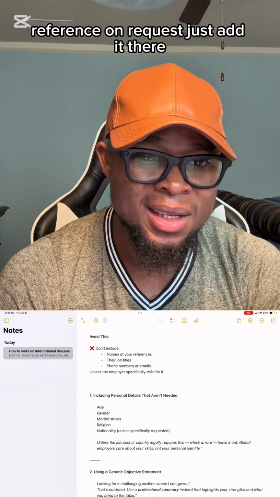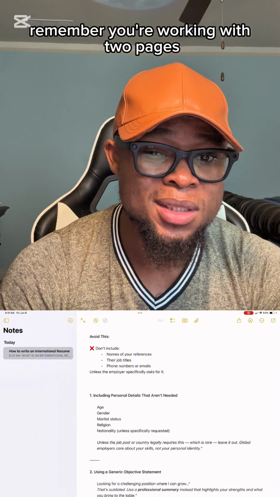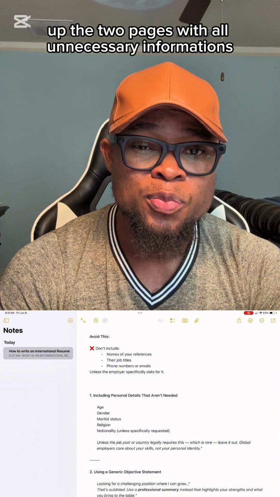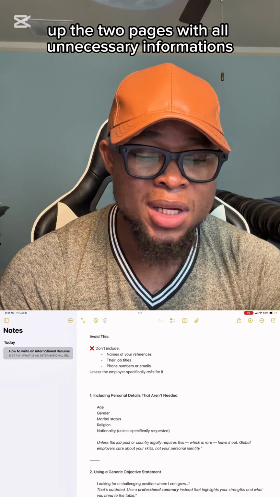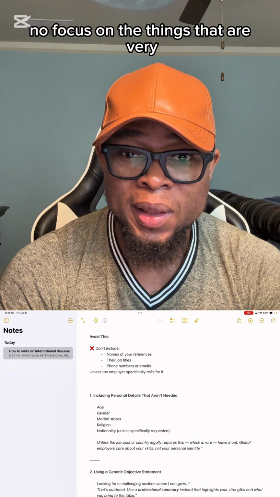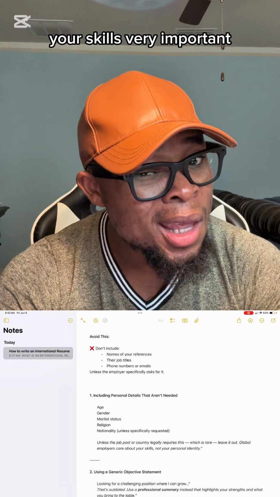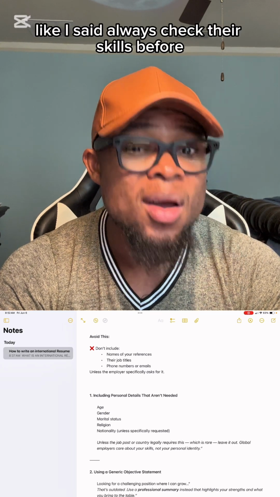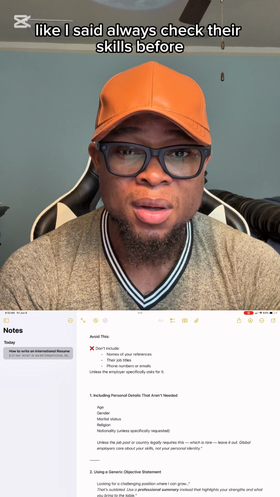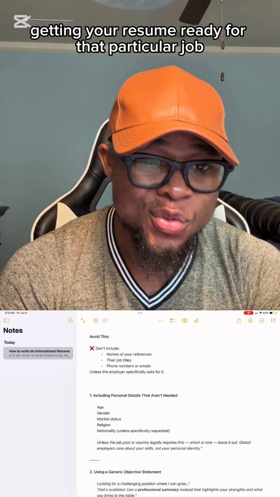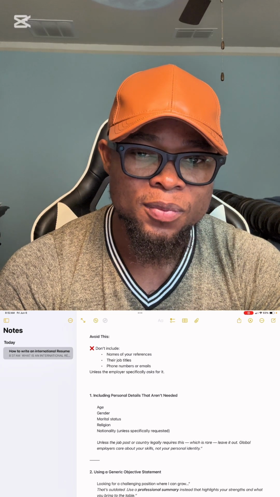Reference on request, just add it there. Remember, you're working with 2 pages. You don't want to fill up the 2 pages with unnecessary information. Focus on the things that are very, very important. Your skills are very important. Like I said, always check your skills before getting your resume ready for that particular job.